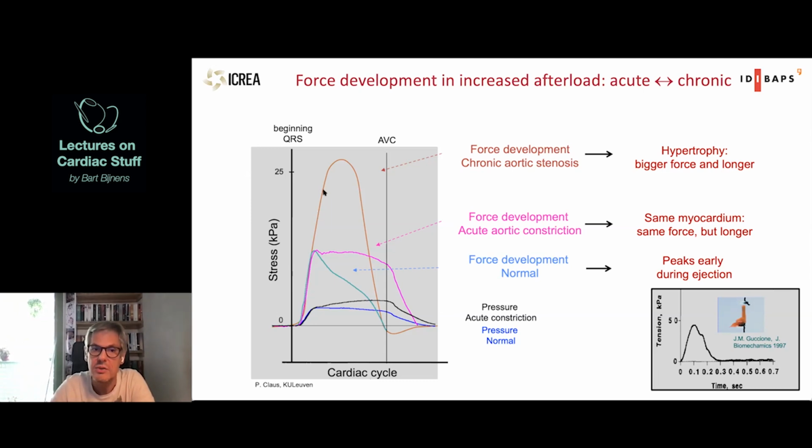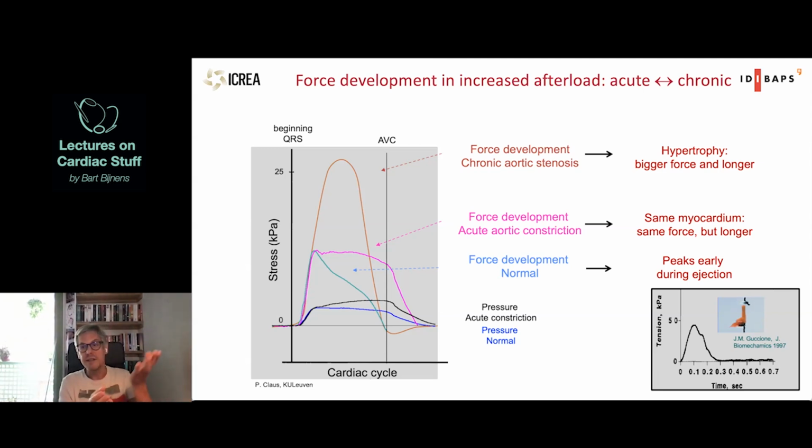You see here, this is effectively from a patient with an aortic stenosis. And what you see there is that obviously force development is much higher. And you also see that the peaking is later within the cycle, although it's not as long as what happens in the acute loading. So you're using these two mechanisms. One is the chronic adaptation, where you need to get hypertrophy, and of course, that takes a long time, months.